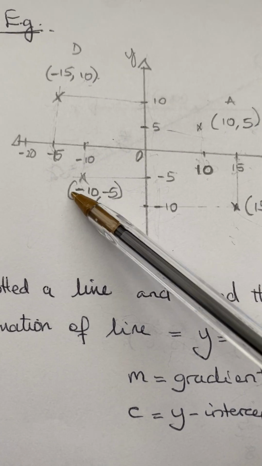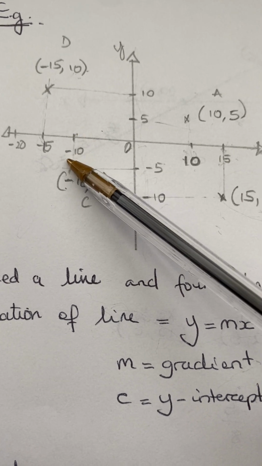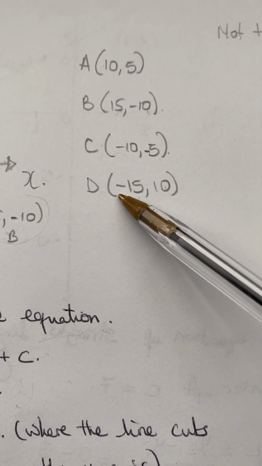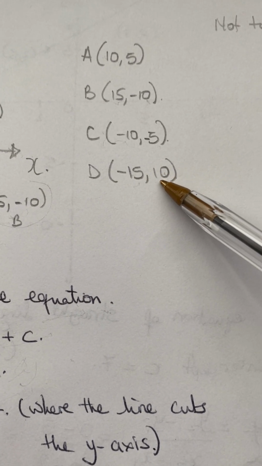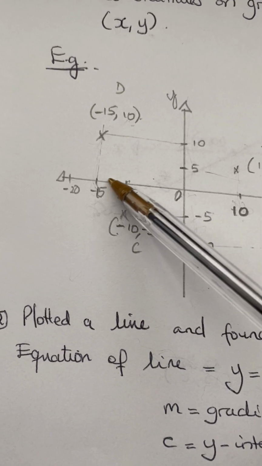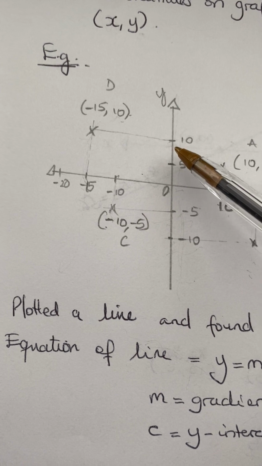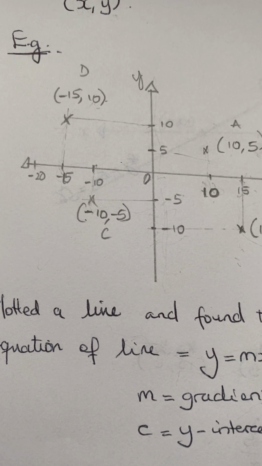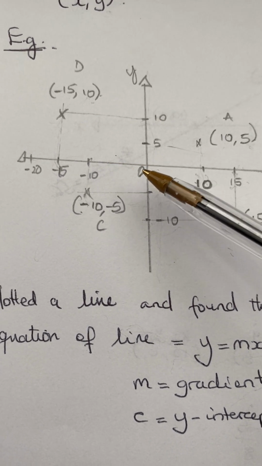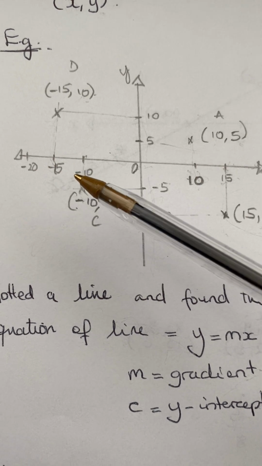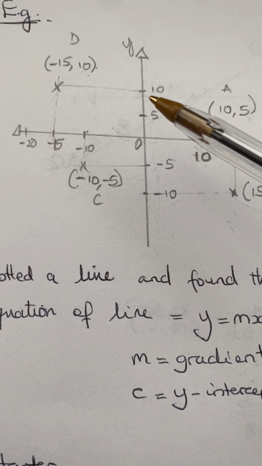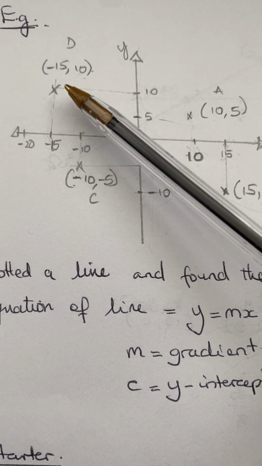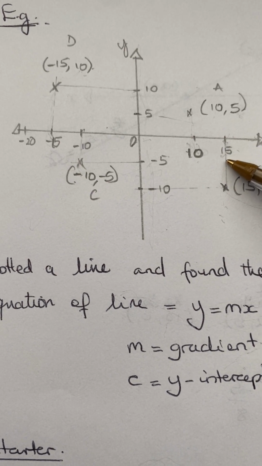So see here, -10 on the x and -5 on the y, so it will be somewhere here. D is (-15, 10). So -15 and then positive 10 for the y, so somewhere here. All is by eye judgment, but we've tried to use equal scale. It will be more accurate on the graph, but we've tried to use equal scale to get these points on this graph.